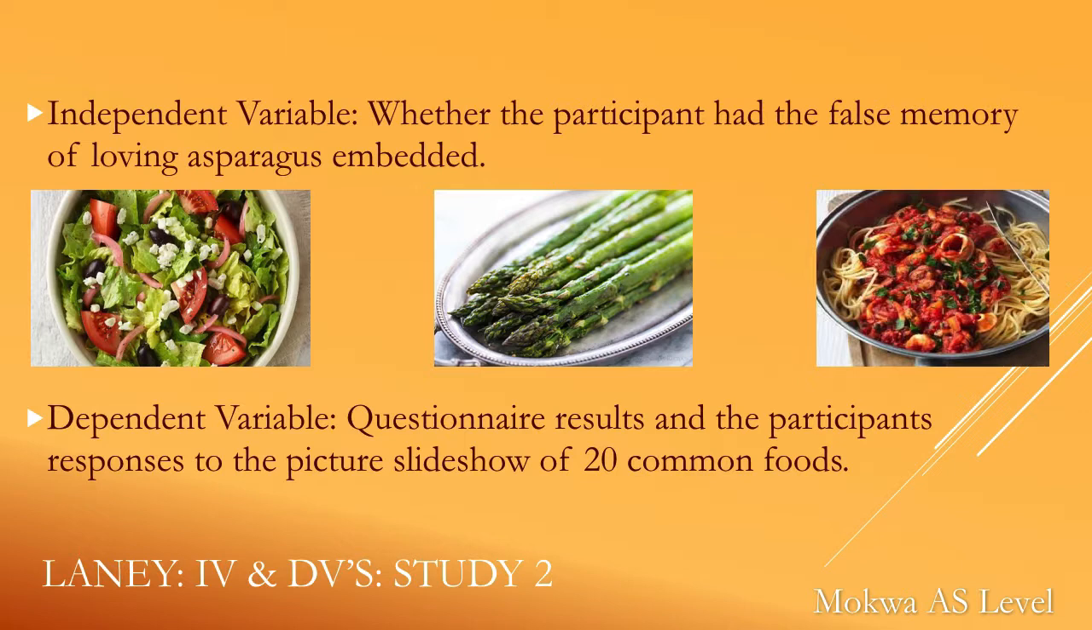Okay, once again, looking at IVs and DVs. The IV is whether the participant had the false memory of loving asparagus embedded or implanted. The DV is the questionnaire results and the participants' responses to the picture slideshow of 20 common foods. Please highlight or mark the picture slideshow of 20 common foods. That is the big difference in aim number 2. This is a visual test to see if people find the image of asparagus more attractive after the implantation of this false memory of childhood loving of that food.